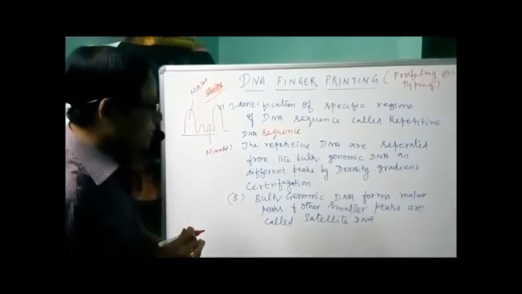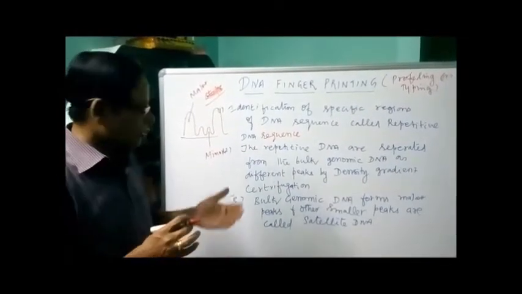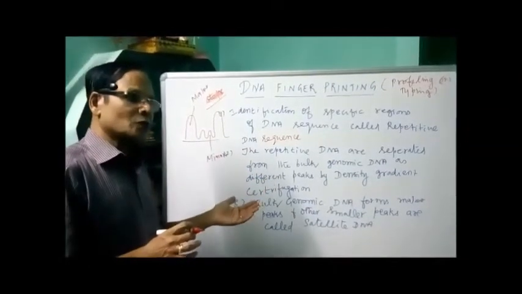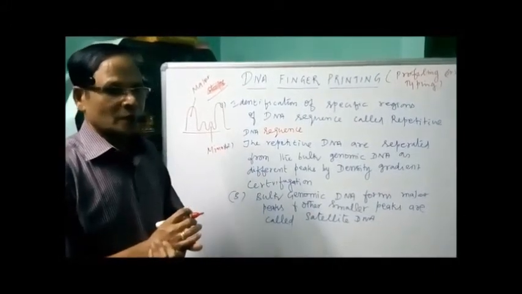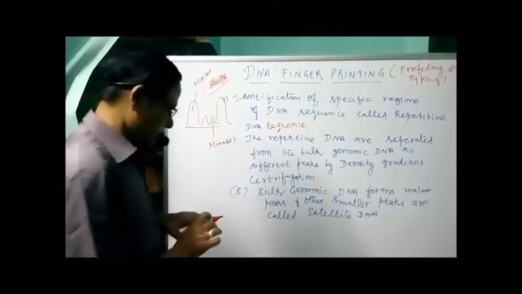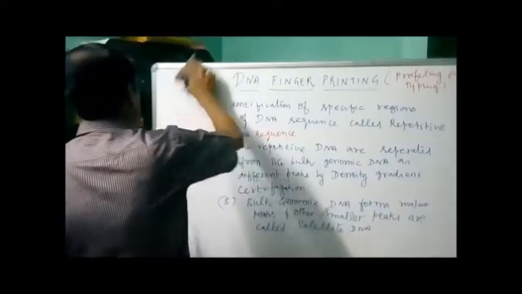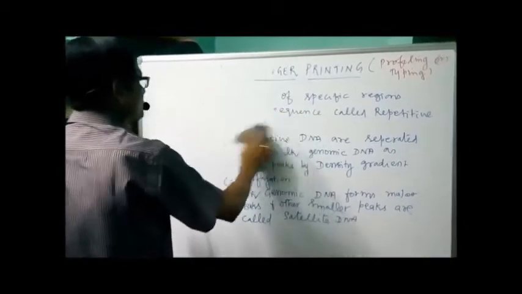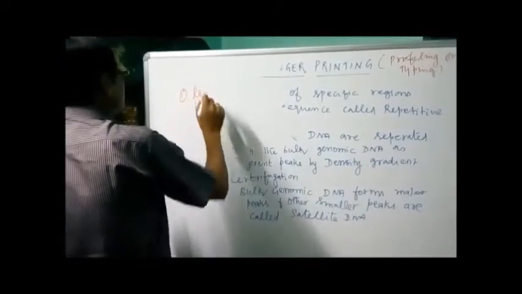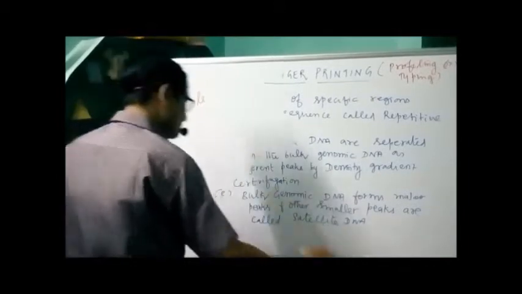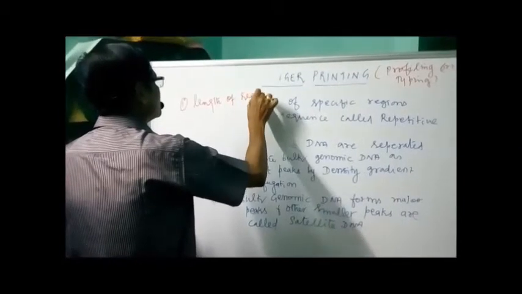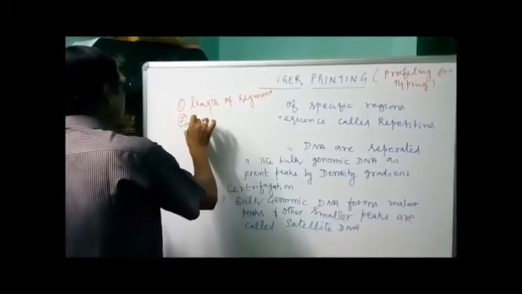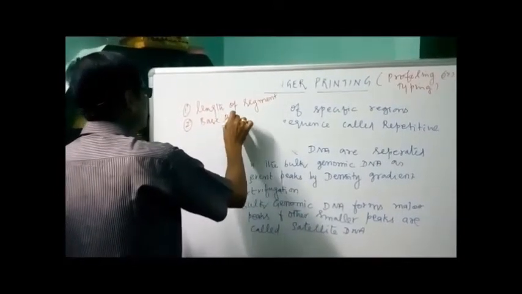Now, what are the types of satellite DNA? The classification is based on three factors. On what basis is the satellite DNA classified? The criteria used for classification of satellite DNA: Number 1, length of segment. Then number 2, base pair composition.